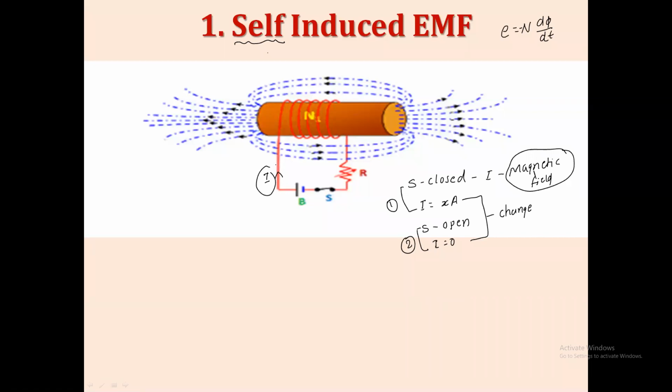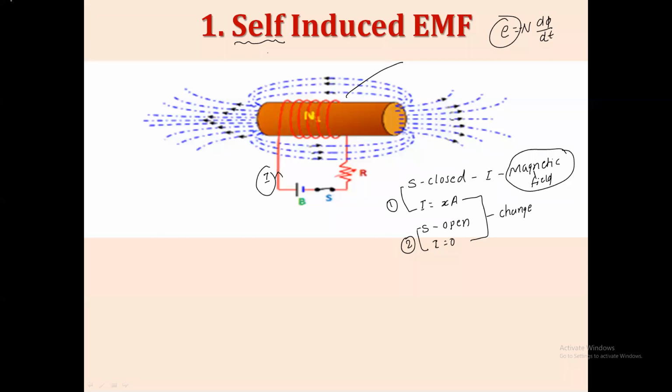Now, it does not oppose the current itself, okay? It will always oppose the change in current, because the magnitude of the current changes, so the change in magnitude is the basic cause. And according to Lenz's law, this induced EMF always opposes the cause that produced it, and the cause is the change in current. So the property of the coil which will always oppose the change in current through it is called self-inductance.